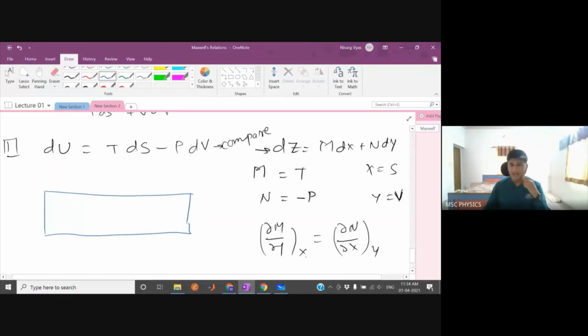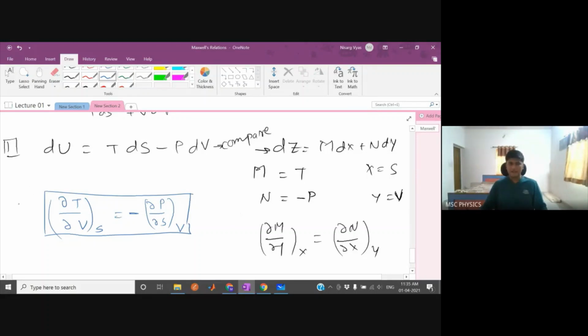So del M by del y at x and del N by del x at y. How do I write it? In place of M, I am writing T. So del T by del V, because y is V, at constant entropy equals minus del P upon del S at constant volume.